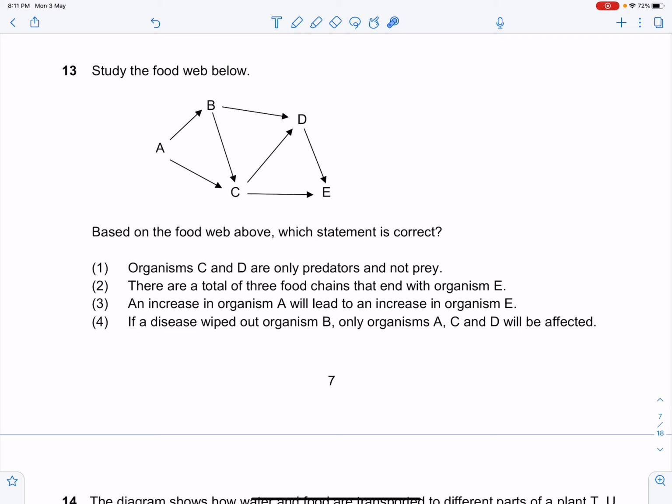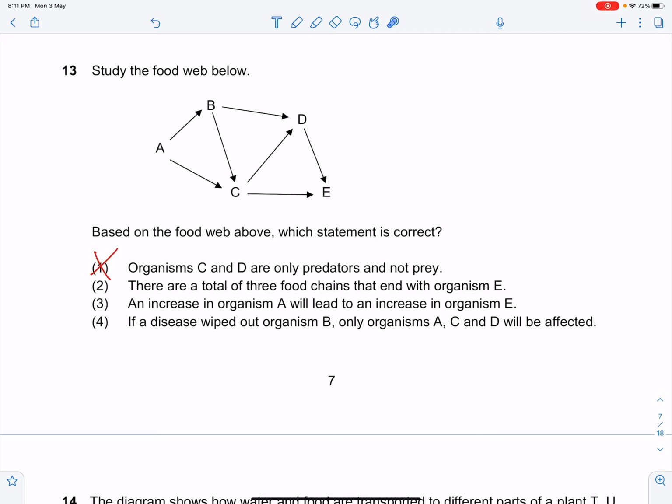So based on the food web, which statement is correct? Let's jump right into it. Number 1: organisms C and D are the only predators and not prey. C is here and D is here. This is not true because as you can see, C is eaten by D. So straight away we know that C is prey to D, so we can cancel out 1.